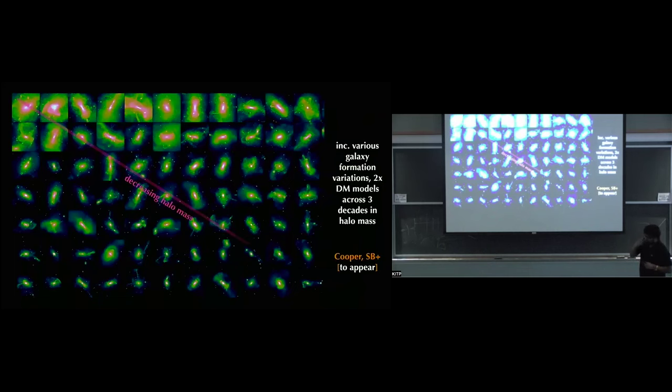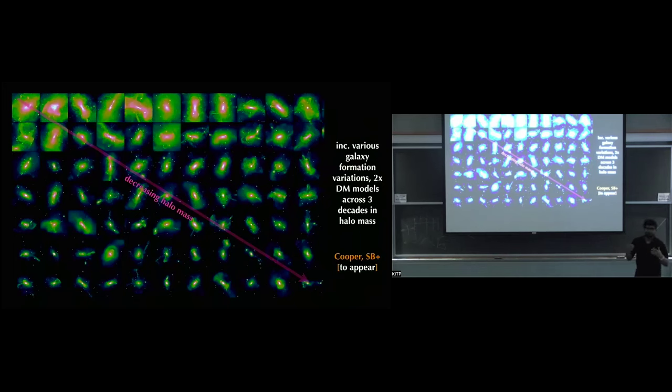I also wanted to flash one more thing, which is that in our simulations, which are pretty high resolution, so a 10 to the 10 solar mass halo is resolved with 100,000 particles in this case, we have actually produced a full catalog of stellar halos under assumptions of different galaxy formation physics, 2 different kinds of dark matter models, and over 3 decades of halo mass. And in the spirit of what we were talking about yesterday afternoon, we are planning to make all of this data public.